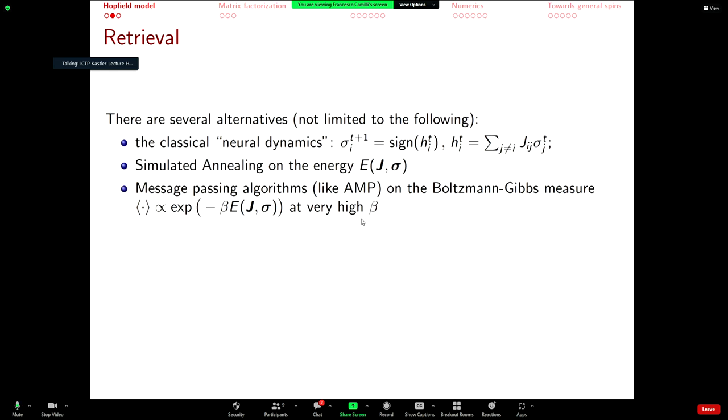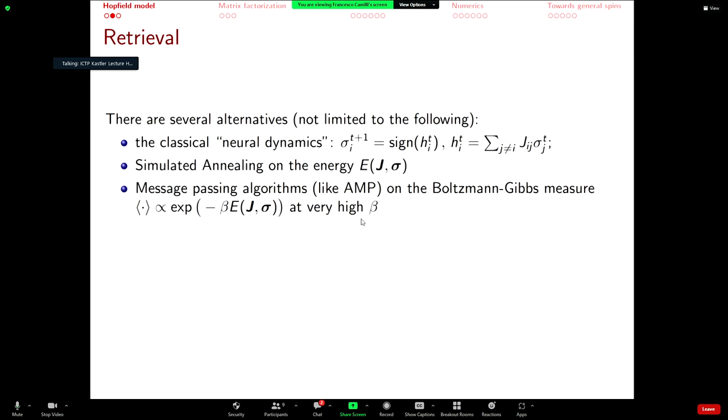Or again, you can run message passing algorithms like approximate message passing, and there are some experts in this room, so I should be careful. You run this AMP algorithm, which is in practice what I did to test my computations, on this Boltzmann-Gibbs measure, which is proportional to this Boltzmann factor, e to the minus beta energy. And when beta, the inverse absolute temperature, is very large, then the idea is that you will give a probability weight much higher to the ground states and exponentially smaller to the higher energy states.